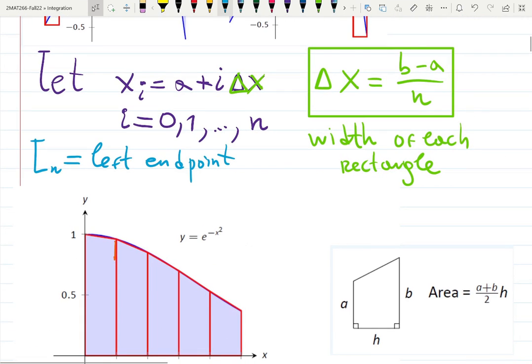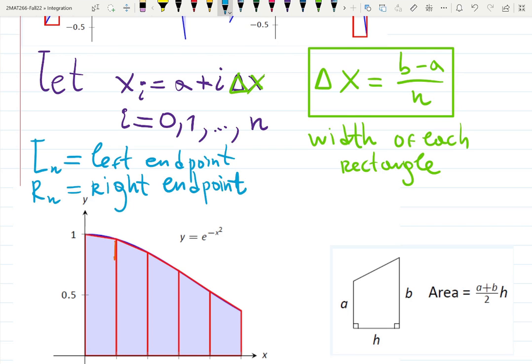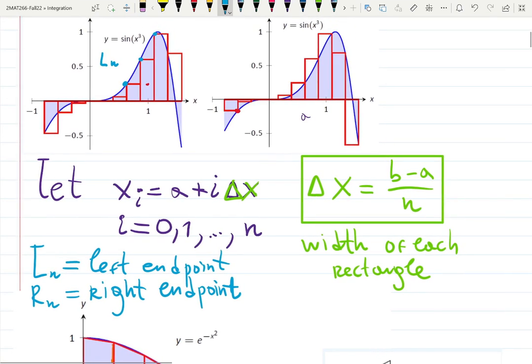Right endpoint, R sub n. Right endpoint method. Same thing, but we're touching the function. Compare sine of x cubed. Now it's touching everything using the right endpoint.